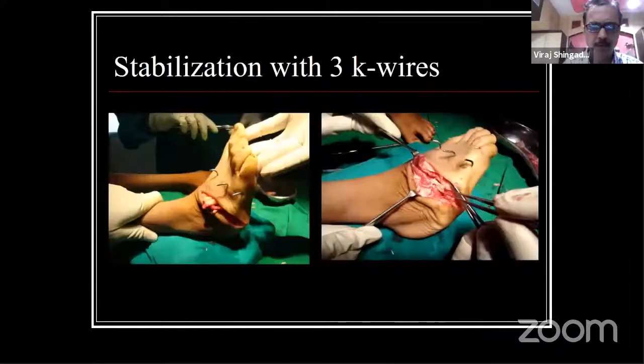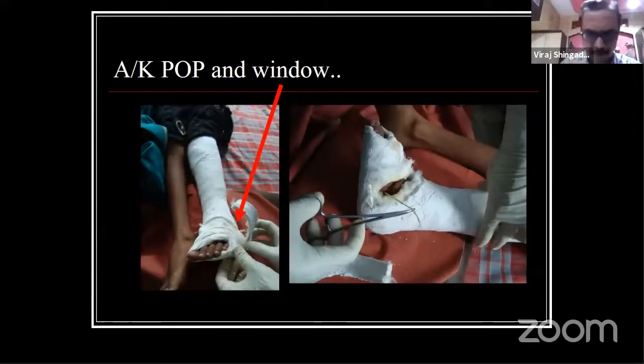And we stabilize the forefoot to the hindfoot with the help of K-wires like this, and we use a graft which has been removed from the wedge, of the same type, so that we do not have any kind of non-union. And then we put in a drain, which is removed, along with the hematoma, on the third day from a window which is there.